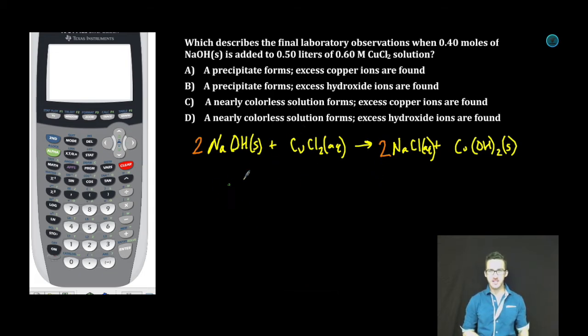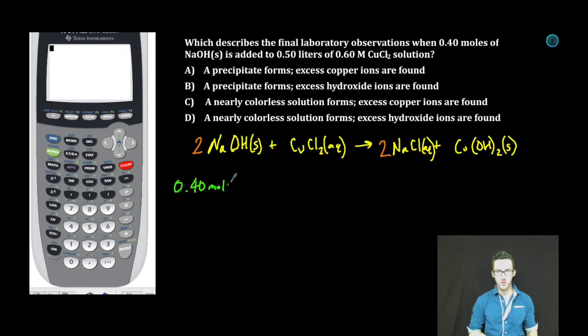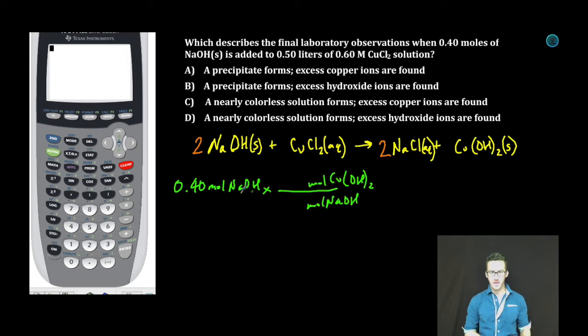The sodium hydroxide is easy enough because it's already given to us in moles, 0.40 moles of sodium hydroxide. I'm gonna compare that to one of my products. I'm gonna choose copper 2 hydroxide. The ratio there is 1 to 2. So if all of this reacts, I'm gonna get 0.20 moles of copper hydroxide.